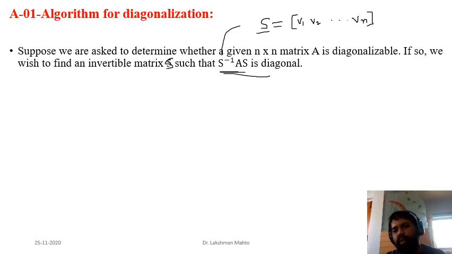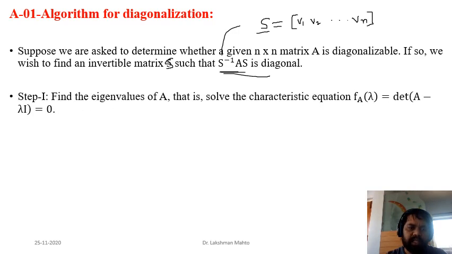I had taken two examples: in one example the matrix had an eigenbasis, but in the other example the matrix had no eigenbasis. Those two examples I had already discussed. So the steps of the derivation are as follows. First step: we need to find the eigenvalues of the given matrix, by solving the characteristic equation.